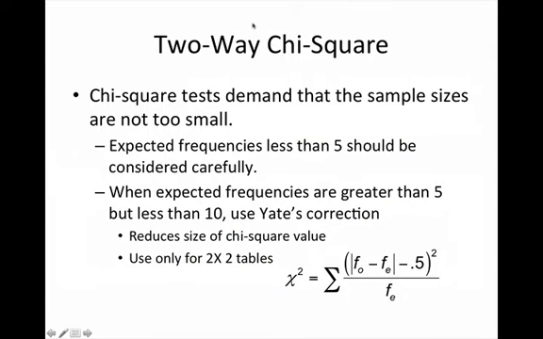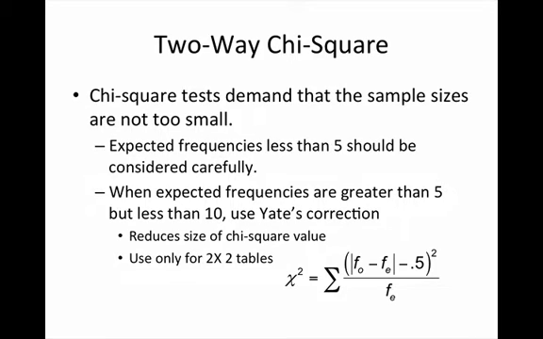Now, chi-square tests demand that the sample sizes are not too small. If I have expected frequencies that are less than 5, I need to use what's called the Yates correction. When they're greater than 5 or less than 10, then this correction will reduce the overall size of the chi-square, and it's only appropriate for 2 by 2 tables.